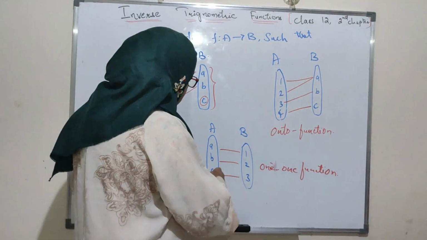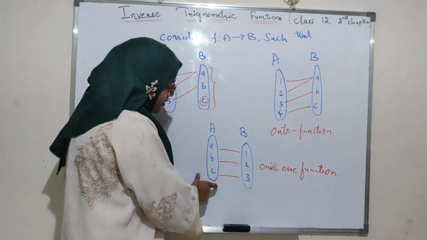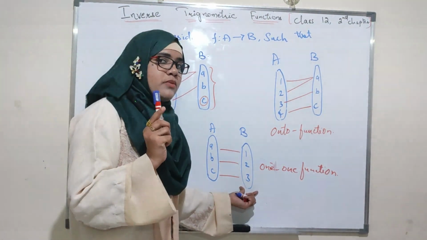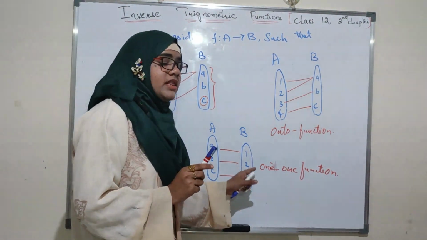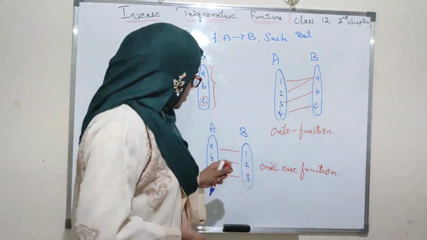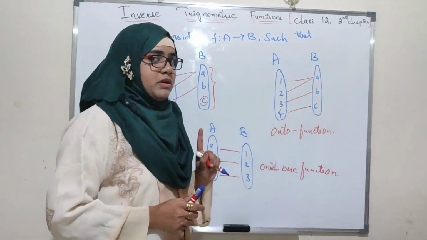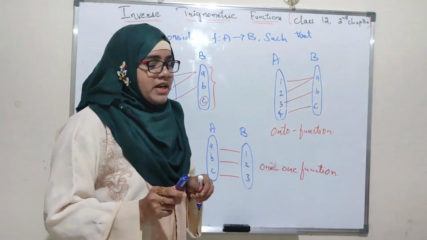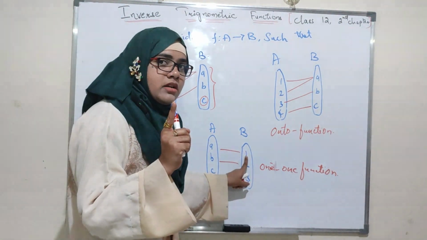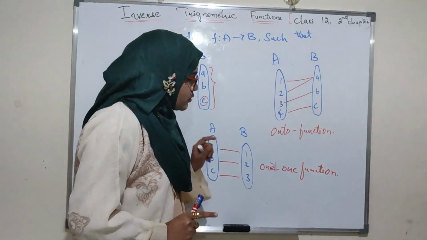Here every element of the set A, the first set or domain, will have one and only one image in the set B or codomain. Then we can say it is a 1-1 function. Otherwise it will form a many-one function. In many-one we have different elements having the same image. In 1-1 every element will connect to only one element, or every element will have only one image in the set B. Then we can say it is a 1-1 function.